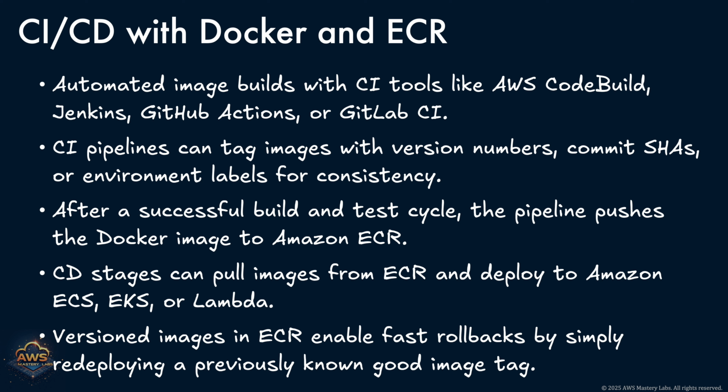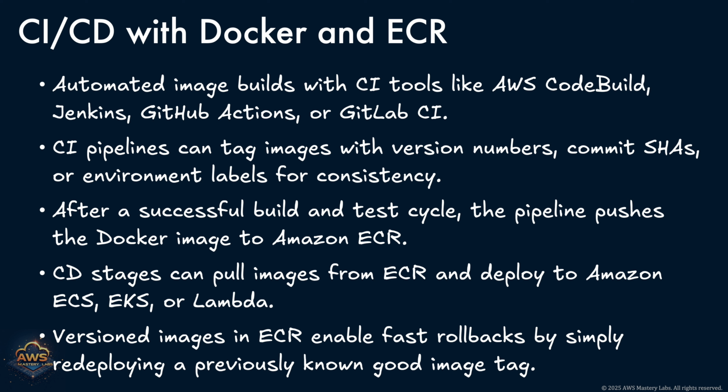After a successful build and test cycle, the CI pipeline pushes the image to Amazon Elastic Container Registry, ECR. This push step makes the image available in a secure, scalable, and regionally optimized repository. ECR handles storage and versioning and serves as the source of truth for all downstream deployments.